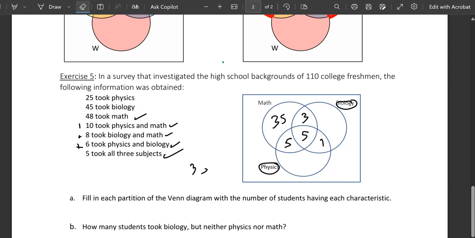It didn't say anything about the overlapping. So those that overlap also took math. We just got to find the rest, and that's what I did. I took away the center from that. And that took care of that one.